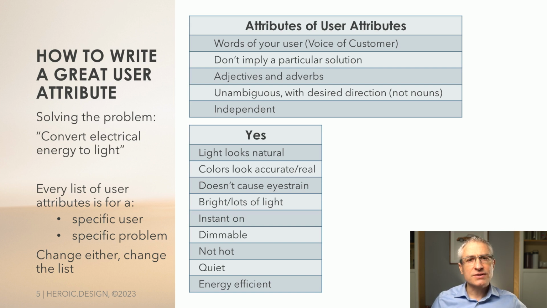This user cares about natural light and accurate colors. They're going to be under the light a lot, so it can't cause eye strain. They want lots of light, but want to be able to dim it if they need to. It can't distract them with buzzing or humming. And they do care about energy efficiency, but maybe not as much as the quality of the light.